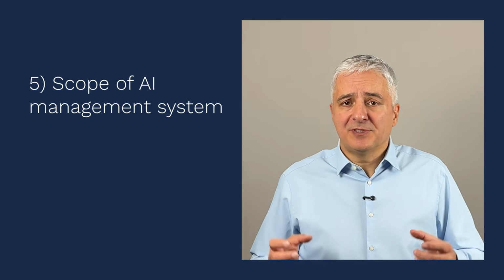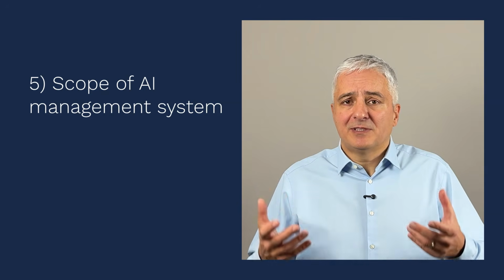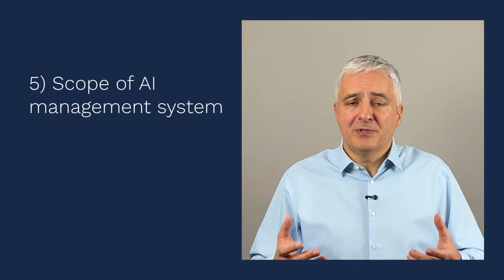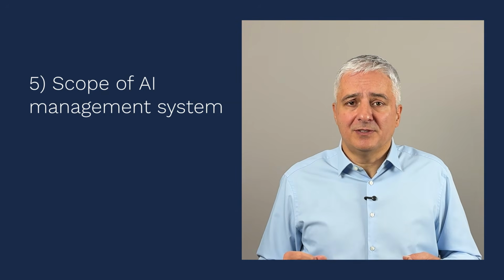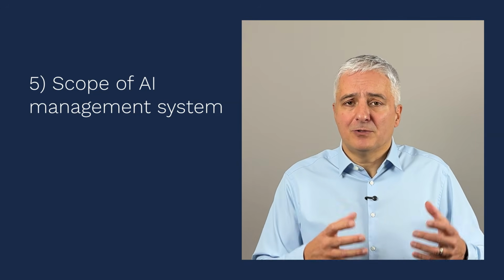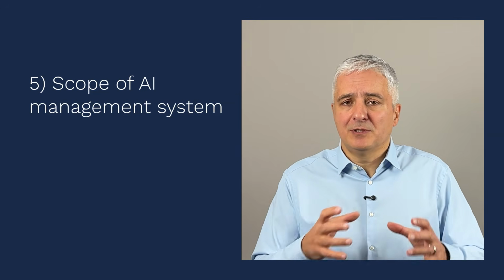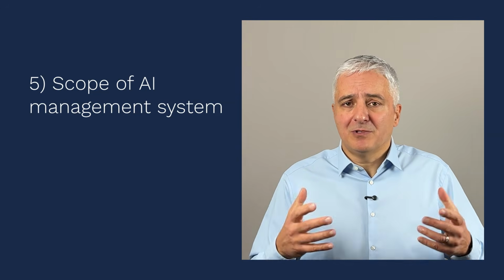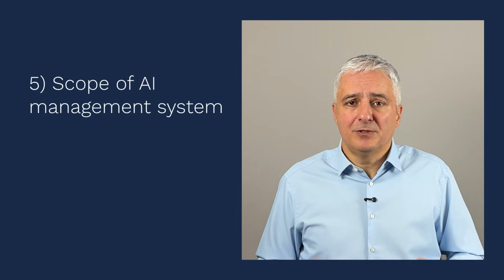And then you have to define the scope of your AI management system, or AIMS. This is basically where you define in which parts of your company you're going to implement this standard. For smaller companies, this will typically be your whole company, whereas for larger companies, you will typically focus on maybe only a couple of AI systems that you are using or developing.